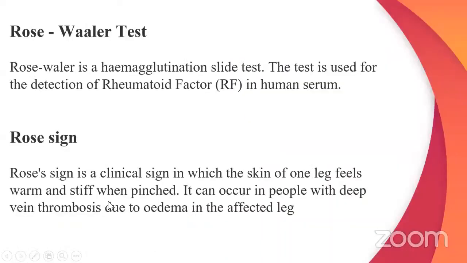The next, Rose-Waaler test. The Rose-Waaler test is a hemagglutination slide test. The test is used for the detection of rheumatoid factor in human serum. Rose sign. Rose sign is a clinical sign in which the skin of one leg feels warm and stiff when pinched. It can occur in people with deep vein thrombosis due to edema in the affected leg.